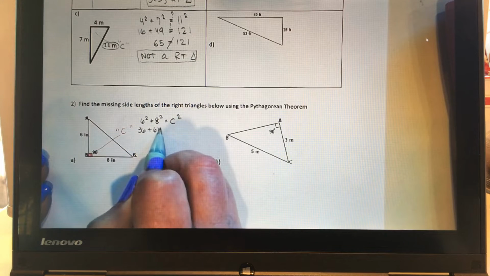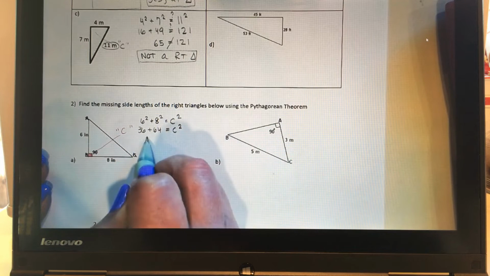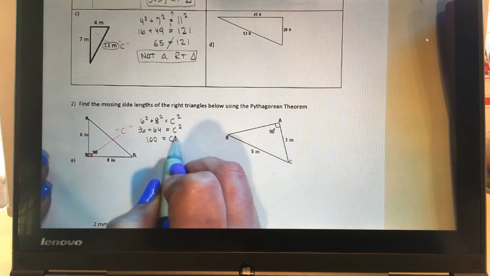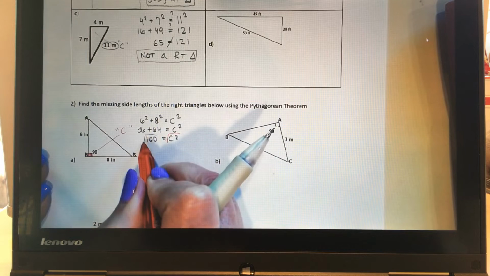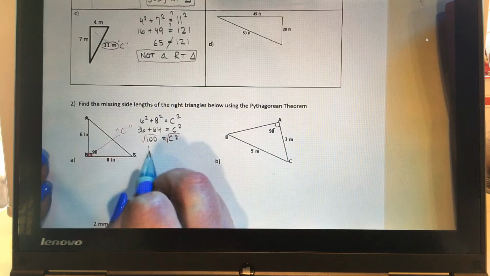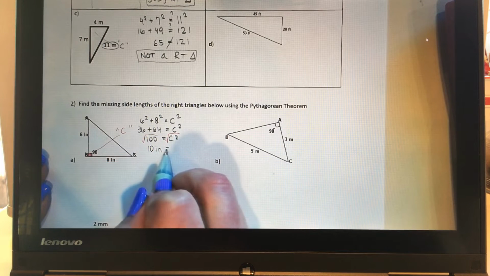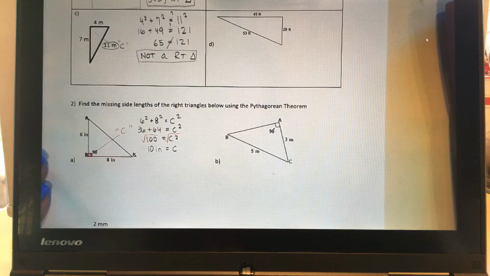36 plus 64 gives us a total of 100. And then remember, to solve that equation, we'll do opposite operations, square root both sides, and that gives us 10 inches as our value for C.